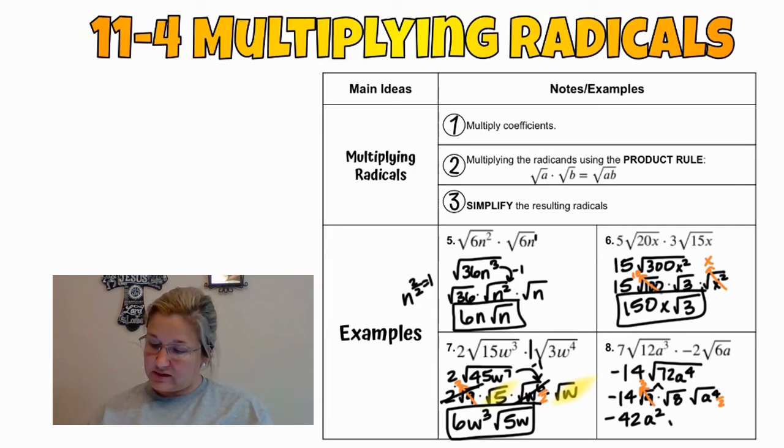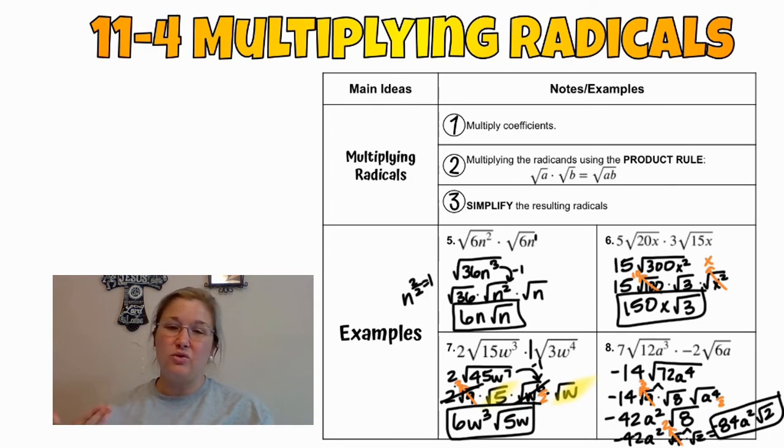Then I have the square root of 8. There's a perfect square in the square root of 8, and that's 4. So I have the square root of 4 times the square root of 2. The square root of 4 is 2. So this is going to make negative 42 times 2, which is 84. So I'm going to have negative 84, a squared, square root of 2. So a little bit longer there because I didn't use a large enough perfect square there.